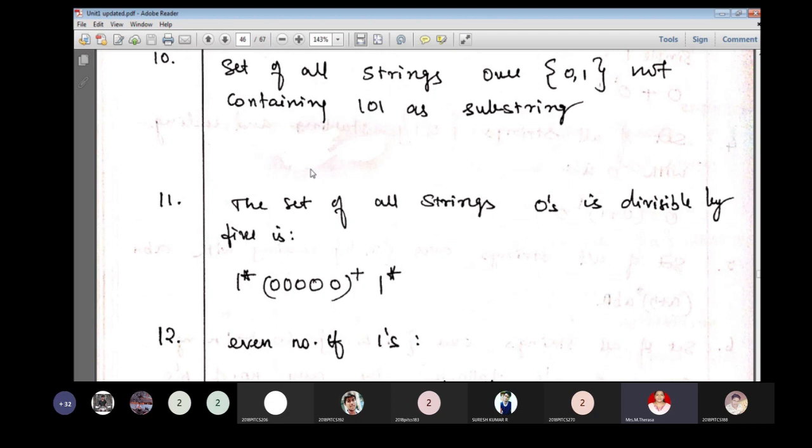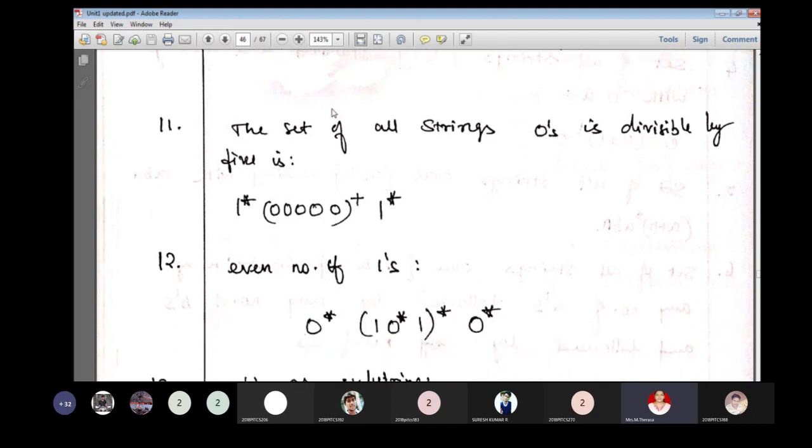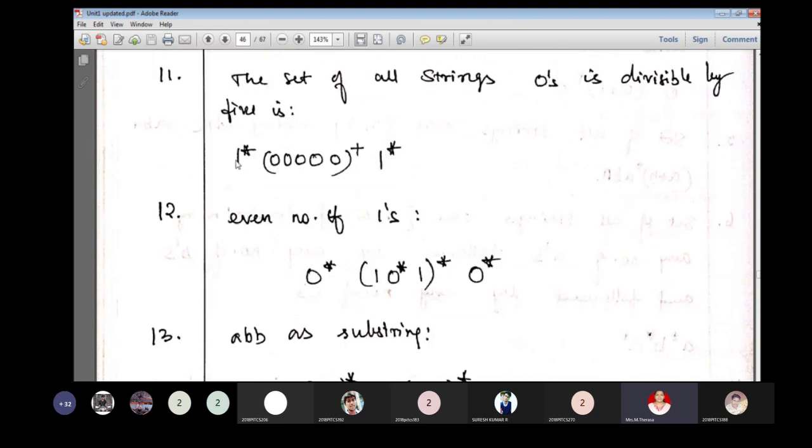Clear? Next, set of all strings over 0 comma 1 not containing 101 as a substring. See, for this you have to give the answer. This is the exercise problem. You do it at your home and send me the answer. Next, set of all strings of zeros divisible by 5. So all strings of zeros, and when you count the number of zeros, it should be divisible by 5. So at the beginning and the end, you may have any number of ones, but in between, you should have the number of 0s which are divisible by 5.